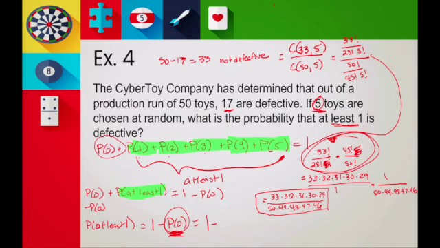This makes a really horrible, awful fraction, so we're going to leave this one as a decimal. It's about 0.11. So that is our probability of no defective toys. So our probability of at least one defective toy is 1 minus the probability of no defective toys, which is 0.11. 1 minus 0.11 is about 0.89. So our probability of at least one defective toy is about 0.89.